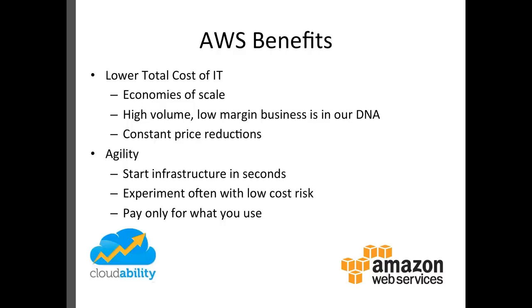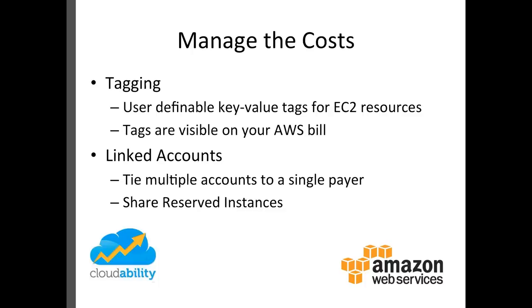So with all this agility and with this low cost, there is still cost. How do you manage those resources? What type of tools do we have in place to help you allocate these things back? Tagging is one of the key functions that we have in place. There are user-definable key value tags for your EC2 resources that you can define, whether it's identifying this department is associated with this instance, or this user is associated with this instance, or this project is associated with these instances. The tags can be used as a way to break up the infrastructure, and they're visible on your AWS bill.